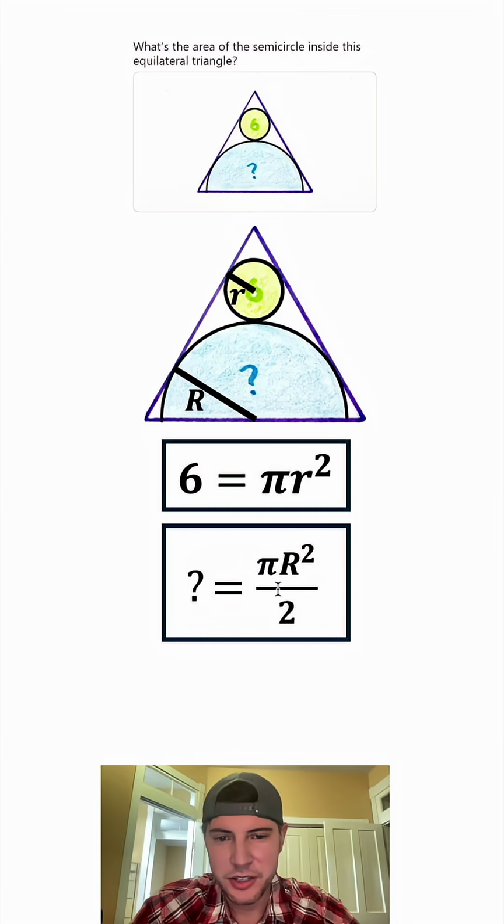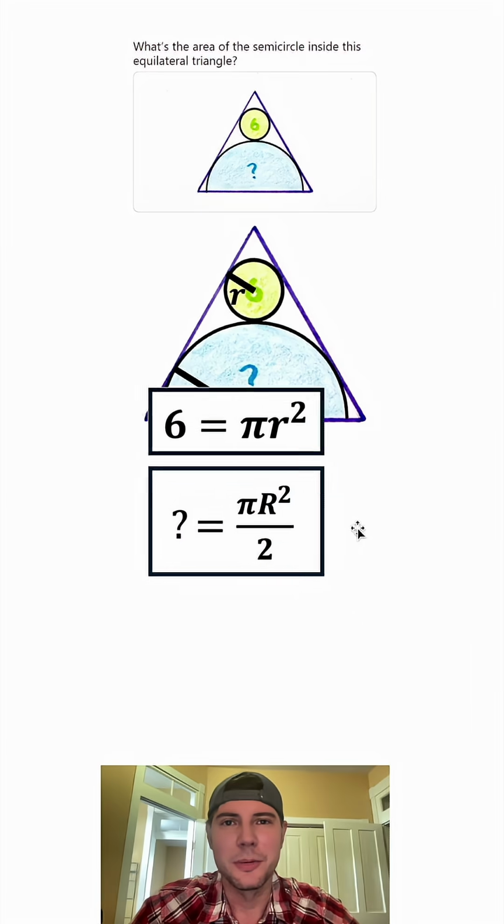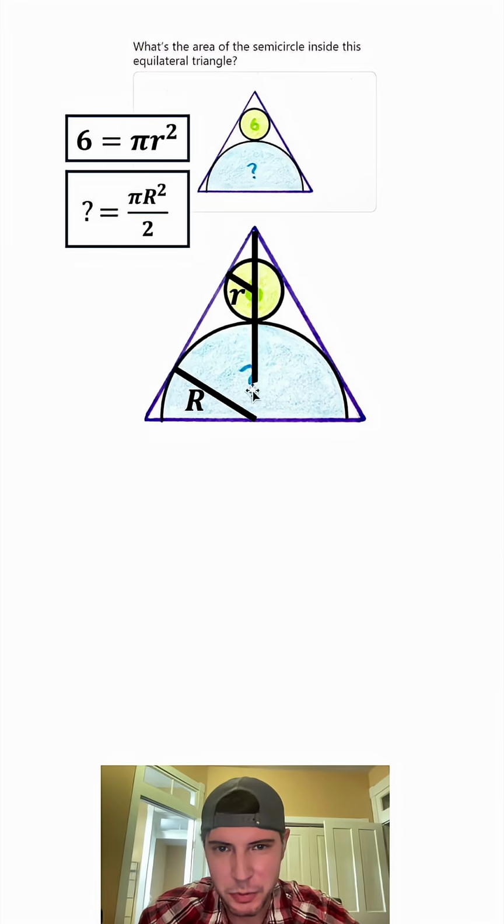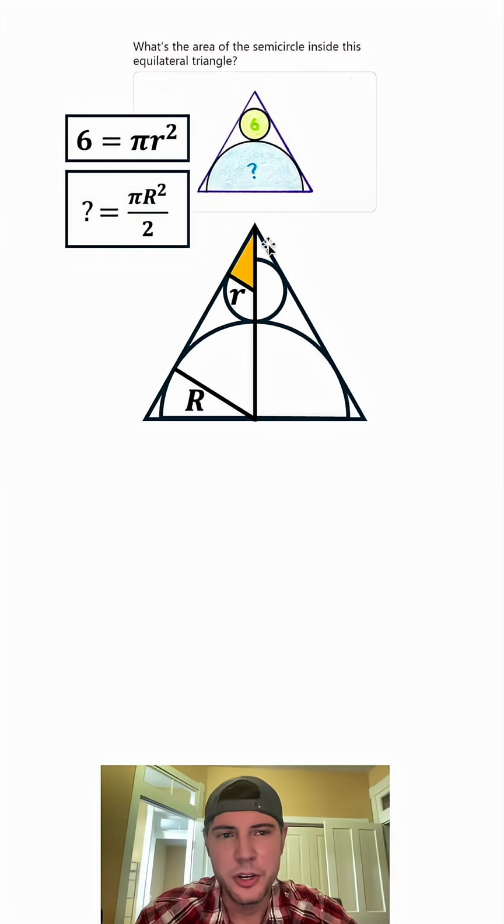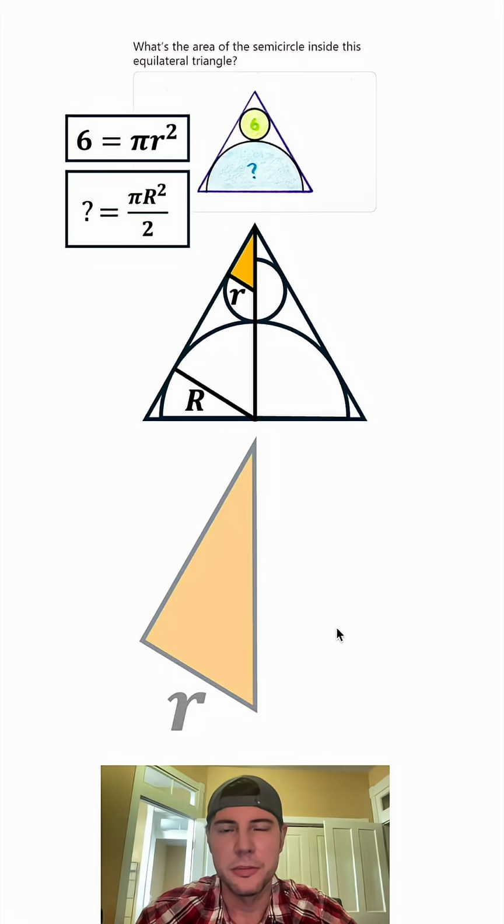I think we need to find some relationship with the big R and the little r. And then we should be able to do some substitution. From here, let's drop this perpendicular bisector. And let's make this black and white. First, I want to focus on this orange triangle. Let's zoom in right here.